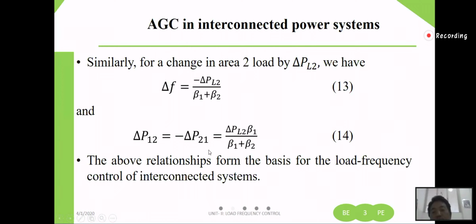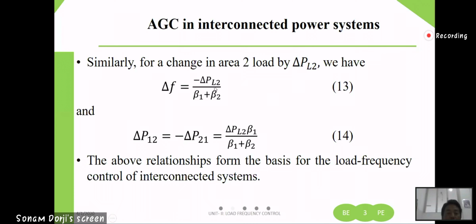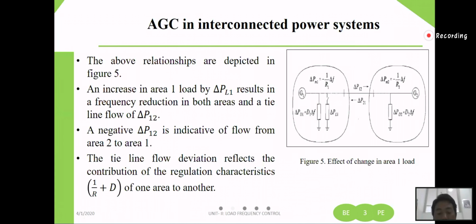So now this above relationship forms the basis for the load frequency control of an interconnected system. How to control will depend upon the values beta 1 and beta 2, and how much power change there is. Based on that, we can find the change in frequency. Then based on that we can find del P12, how much power. So this will form the basis for the load frequency control.